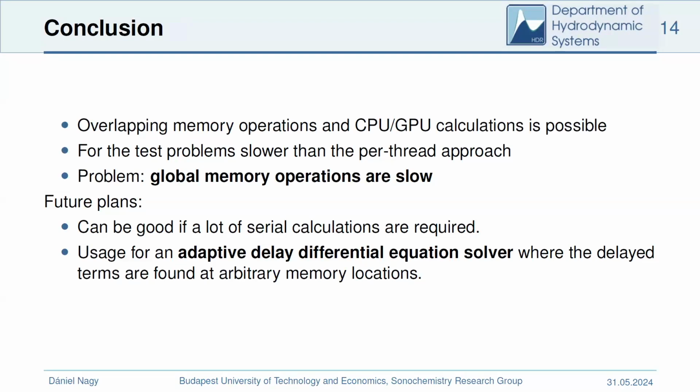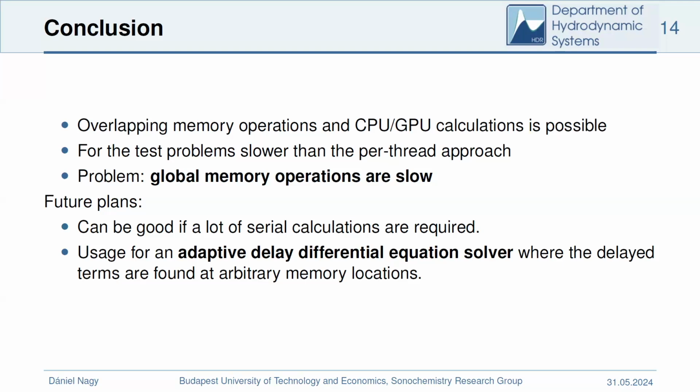So in conclusion, it is possible to overlap the calculations, but for the given test problems, it was slower than the pure GPU approach. It's mostly because the global memory operations are slow. And it can be good if a lot of serial calculations are also required.